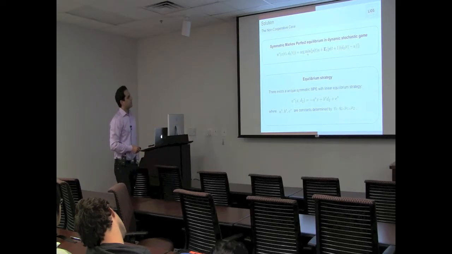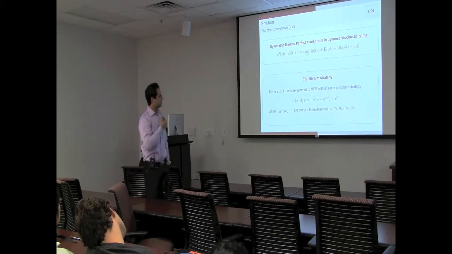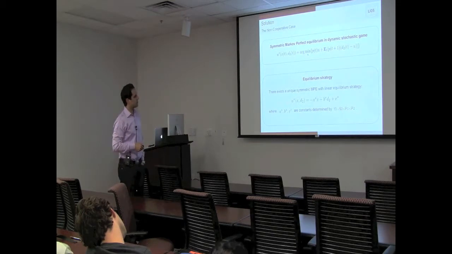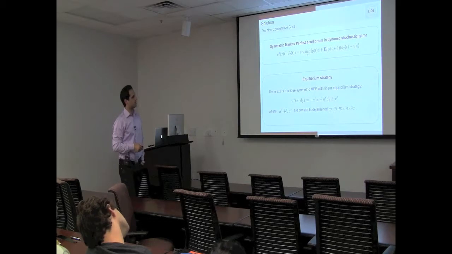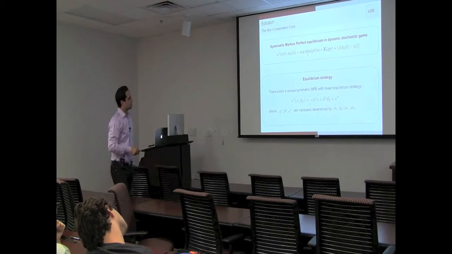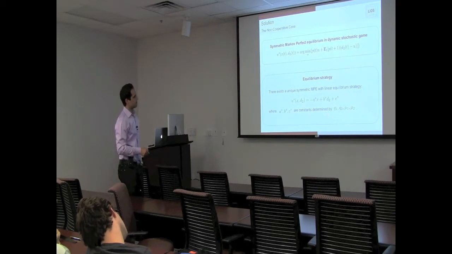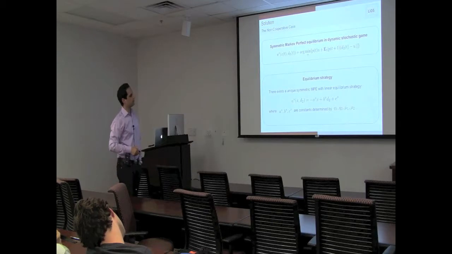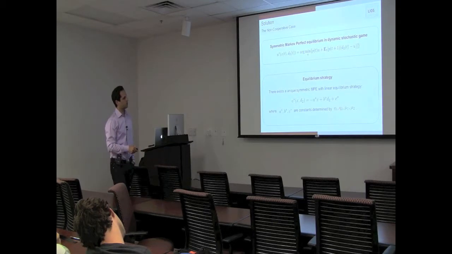So in this basically symmetric Markov perfect equilibrium, in this dynamic stochastic game, we can show that there exists a unique symmetric Markov perfect equilibrium with linear strategy in this game. These coefficients have some complicated dependencies on the parameters of the system. In this case, Q1, Q2, mu1, mu2.